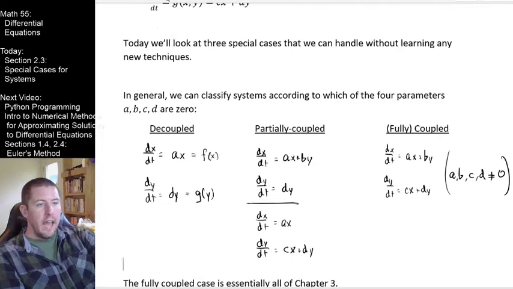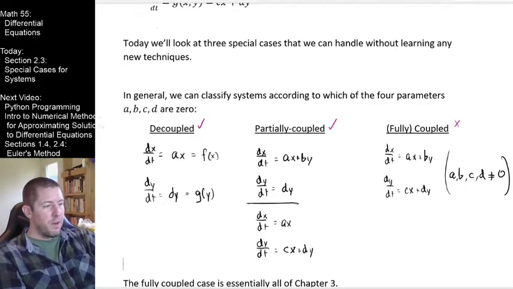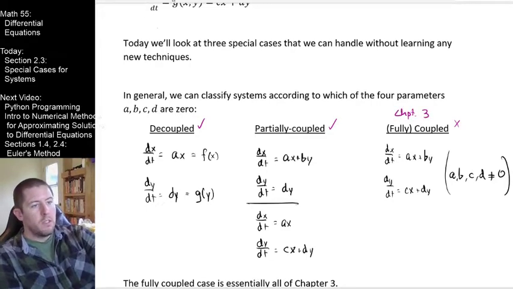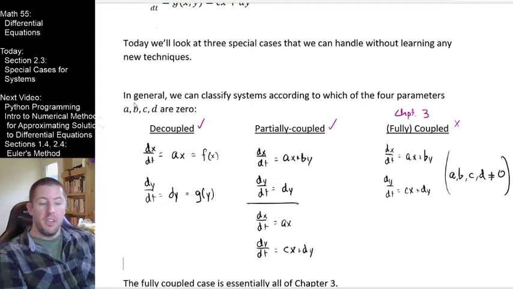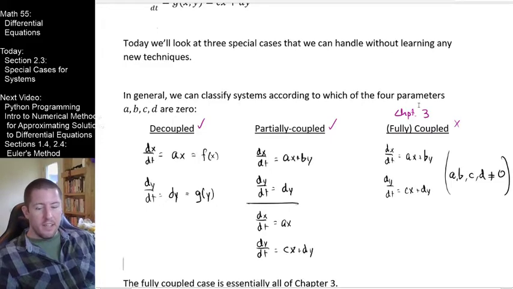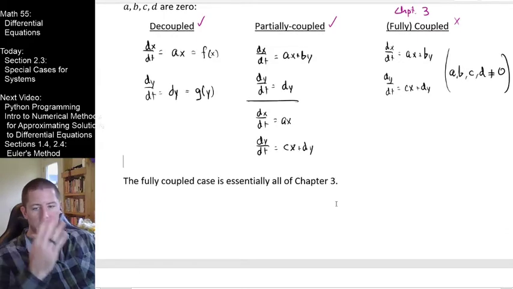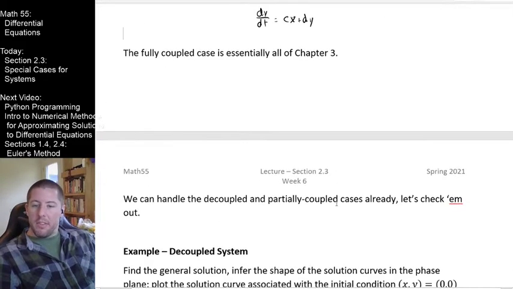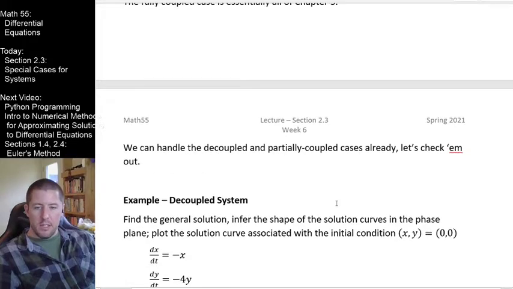So what we want to do today is look at the decoupled and the partially coupled. We are not going to look at the fully coupled today. This is all of chapter 3 right here. So two of our special cases are the decoupled cases for linear systems and the partially coupled case for linear systems. These are two of our three special cases for today. Our third special case is in fact going to be a second order differential equation rather than a system here. So fully coupled case is essentially all chapter 3. We can handle the decoupled and the partially coupled cases already, so let's go ahead and check them out.